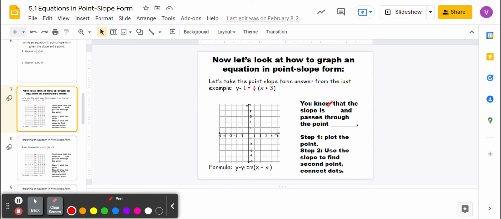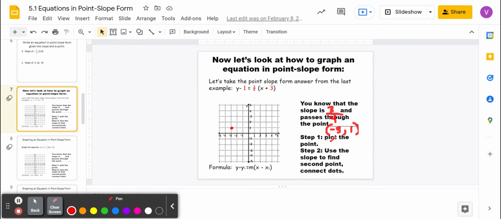So we know that the slope is going to be attached to parentheses, so in this case, it's going to be 3 over 4. Okay? And it passes through the point. Remember, take the opposite of what you see here, -3 for your x and +1 for your y. Okay, so step 1 says to plot the point. So I'm going to start at -3, +1, which is right here.